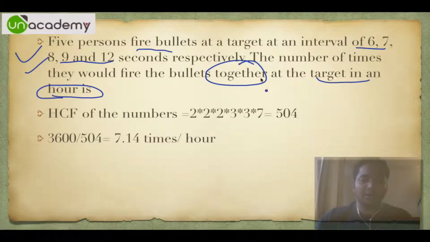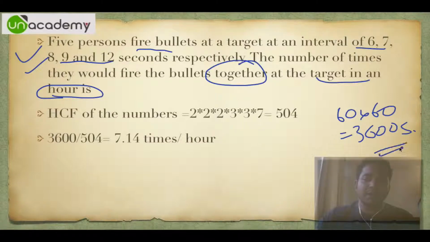So in an hour, since the intervals are in seconds, the first thing is to convert the hour into seconds. 60 into 60 is equal to 3600 seconds. Now 6 and 7 can fire together every 42 seconds. Why? It is common sense, right? It will be firing at 6 seconds, then at 12 seconds, then at 18 seconds. So for 6 and 7, the HCF, that is the highest common factor, is 6 into 7, so you multiply 6 and 7. Similarly, you multiply 6, 7 and 8.